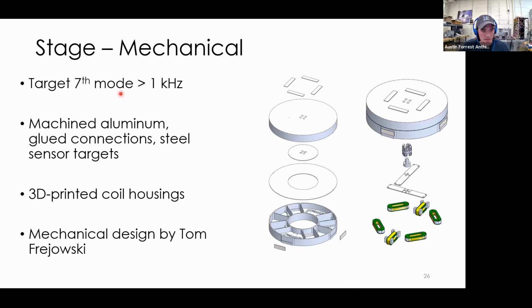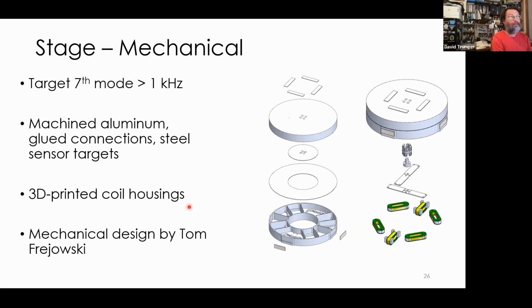An important thing to mention: the design was targeted so that the first flexible mode of the stage was above a kilohertz. You're seeing in the design problem that the way resonance is close to your crossover can affect your performance. So we wanted to push those resonances out an order of magnitude beyond our crossover, just so we didn't have to interact with them very much.